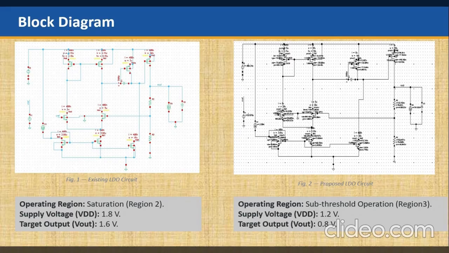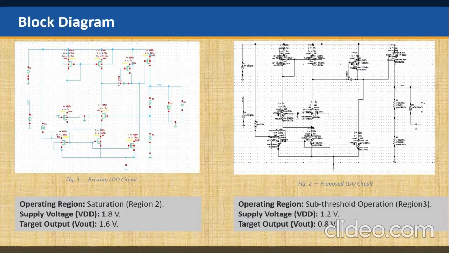On the left, you see the existing LDO, which is a conventional LDO. It runs on a 1.8 volt supply and uses a kilo ohm resistor. This is the feedback resistor R of kilo ohm. While stable, it leaks too much current through the feedback network.